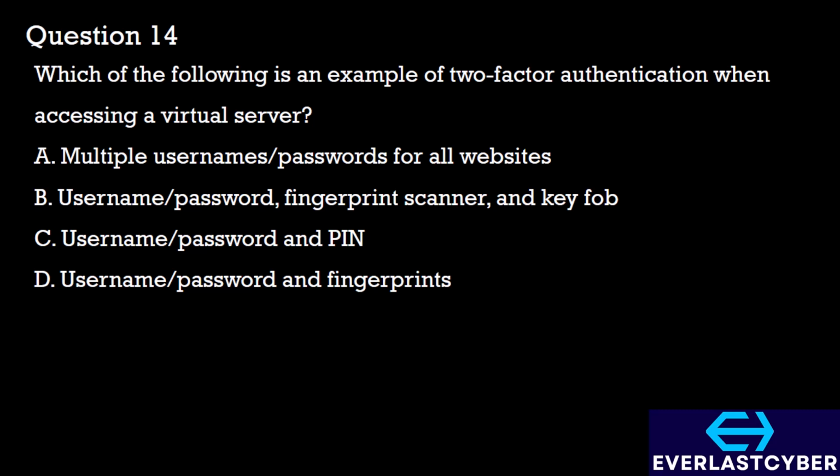Now remember that there are three factors for authentication. The first is something you know, such as a password, username, or a phrase. The second is something you have, such as a key fob or a badge. The third is something you are, which is the biometric parts like fingerprints and iris scan. For a two-factor authentication, it has to be a combination of two factors. In this case, we'll be going with option C, and I will explain why.